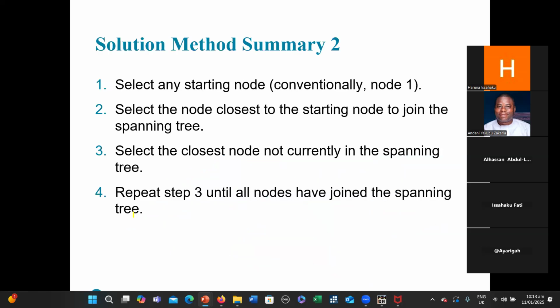So a summary of the solution again: select any starting node. By convention, most people start from node 1, but you can start from any node. Select the node closest to the starting node to join the spanning tree. Then you select the closest node not currently in the spanning tree. And then you repeat step 3 until all nodes have joined the spanning tree.